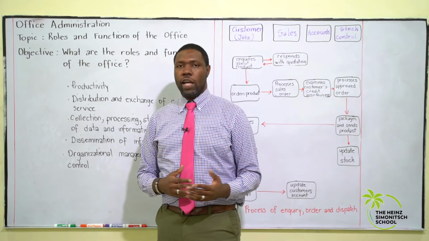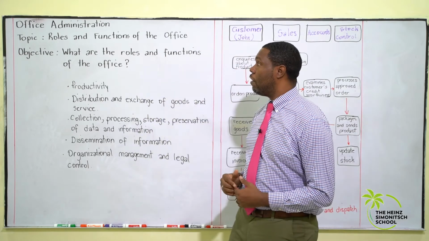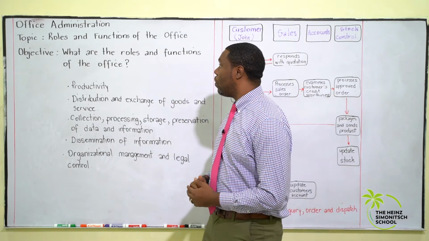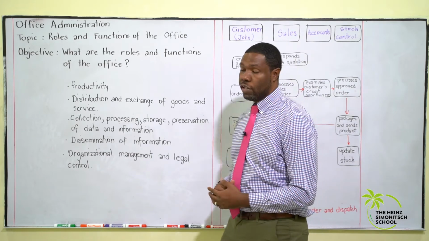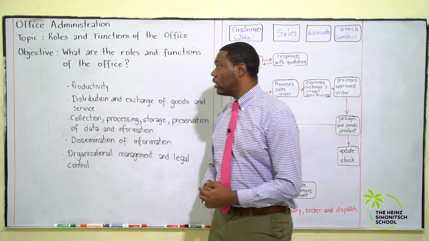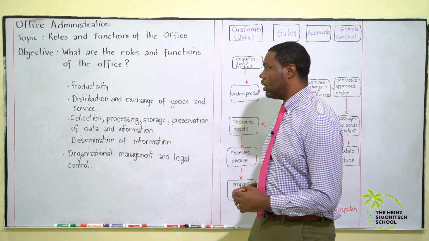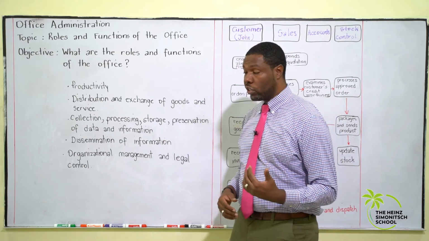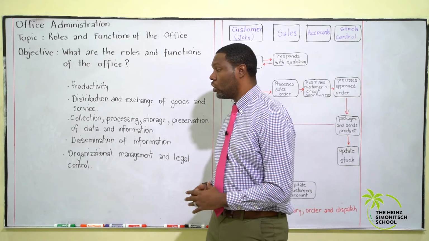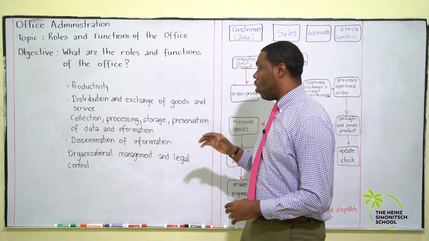All right? Now let's recap. Our topic is roles and functions of the office, and our objective was, what are the roles and the functions of the office? And we said the roles and the functions of the office are productivity, the distribution and exchange of goods and services, the collection, processing, storage, preservation of data and information, the dissemination of information, and the organizational management and legal control.